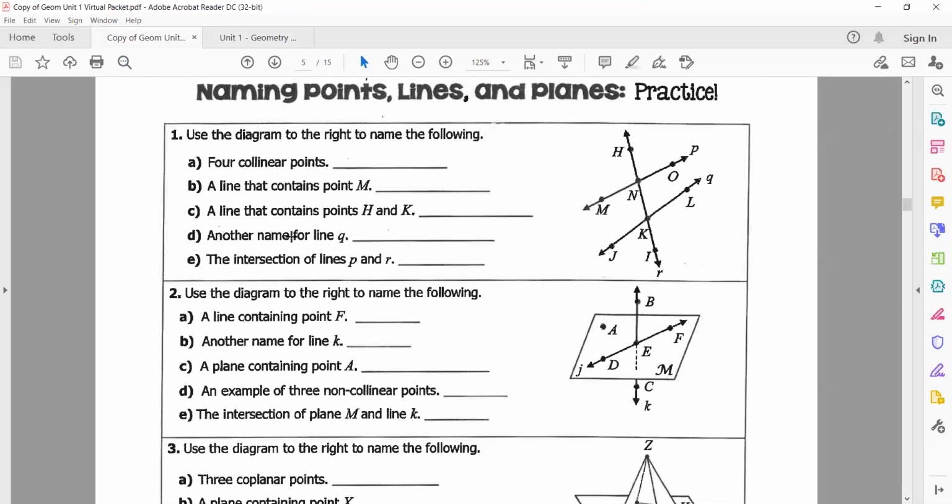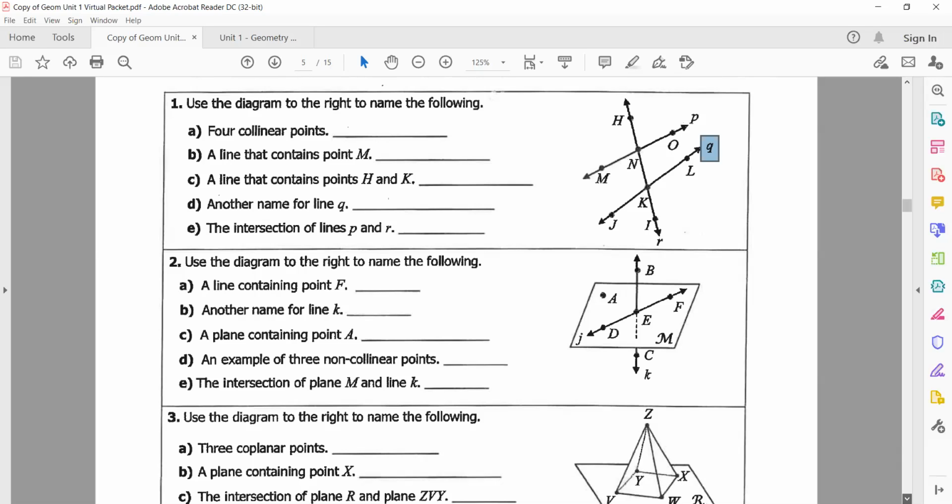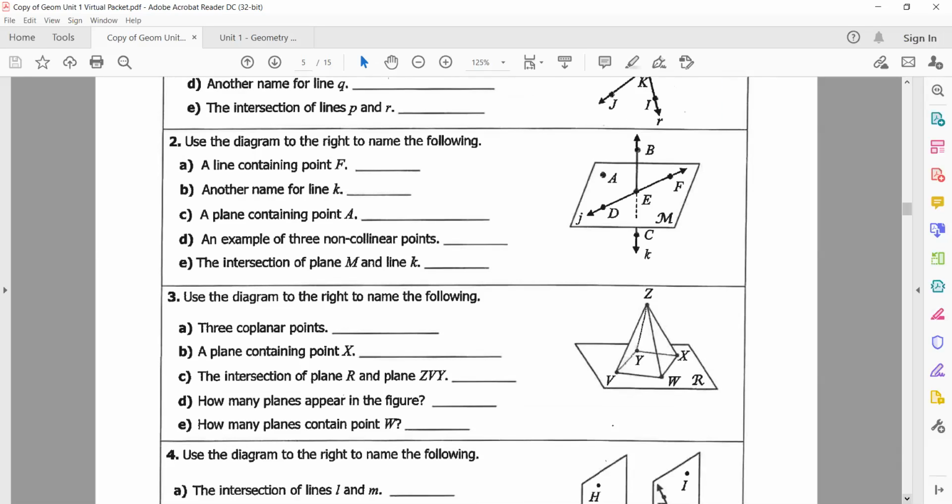If you look at D, another name for line Q, well, okay, here's Q. That's another one where you could have multiple answers. But all I need is 2 letters, representing 2 of the points that are on that line, and I'll have one of the correct answers. Could be JK, could be KL, could be LJ. So a lot of what you're going to see in this first homework assignment are interpretations like this.